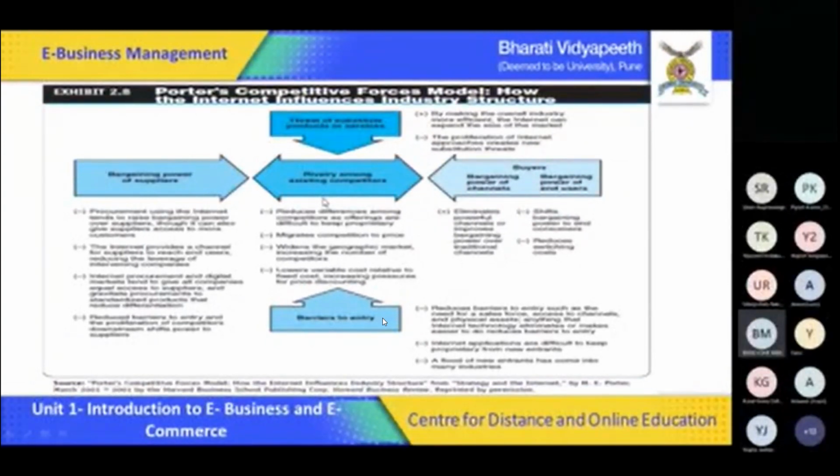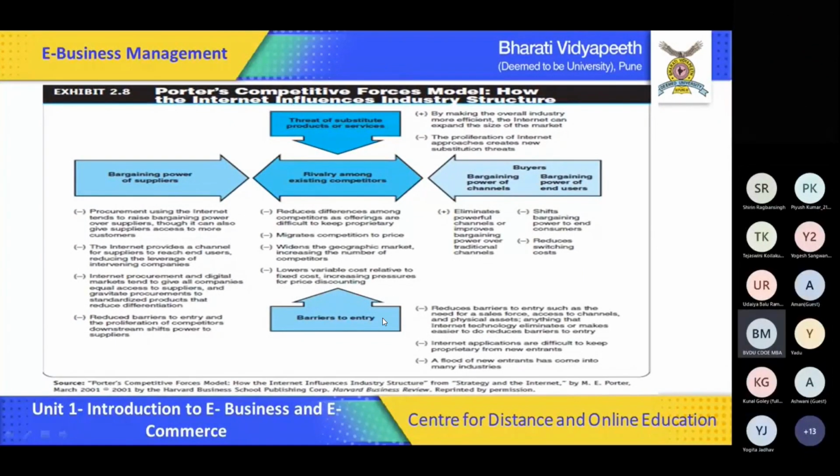Threat of substitute. By making the overall industry more efficient, the internet can expand the size of the market. There is no entry barrier, so many sellers and buyers are available at a single place. So the internet has expanded the size of the market like anything. So many substitutes are available. People can shift from one substitute to another and it creates a lot of substitution threat for the people or the companies who are available in this kind of marketplaces. So it really becomes a threat for the companies to deal with this kind of product. So this is influencing the structure of companies and the structure of the e-commerce sector.